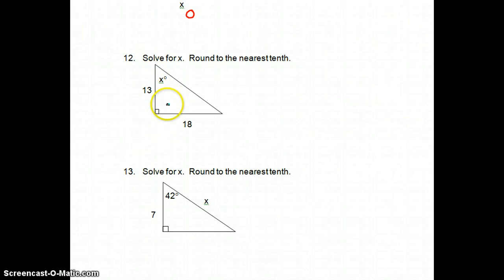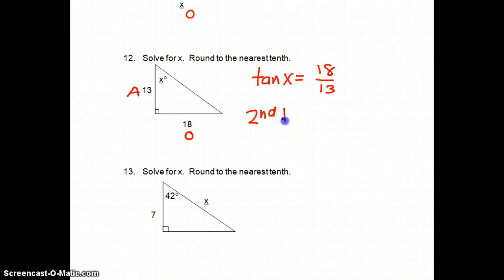X, we're looking for the angle again. This time we have opposite, adjacent. We're going to use tan. So tan of x equals 18 over 13. When we don't know the angle, we're going to do second tan 18 divided by 13. Second tan 18 divided by 13 is 54.2. Nearest tenth, so x equals 54.2.